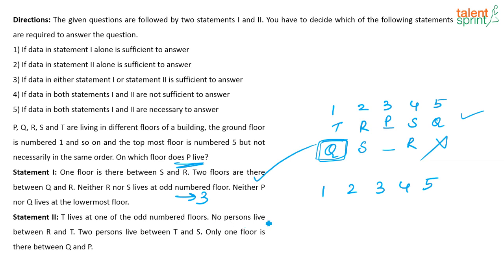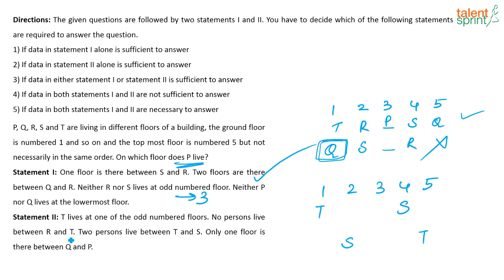No people live between R and T. 2 people live between T and S. So T can either be here or in the center, odd number, right? But it is given that 2 people live between T and S. So T obviously cannot be on the 3rd floor. If T is on the 3rd floor, where can I place S? I don't have a place to keep S. So if this is T, this is S.